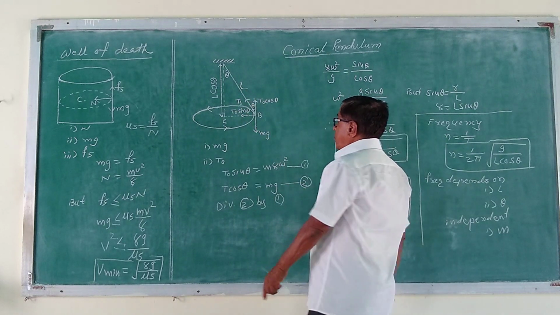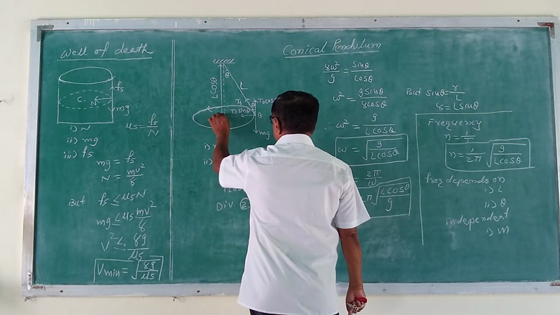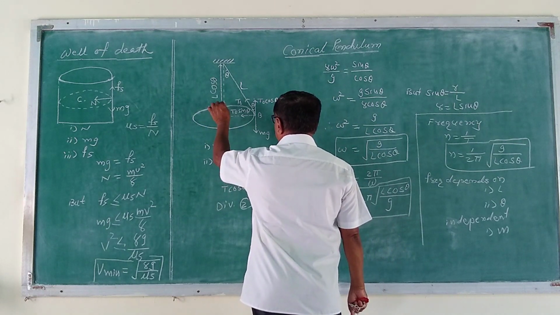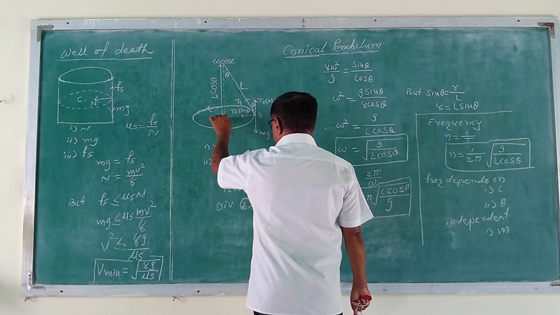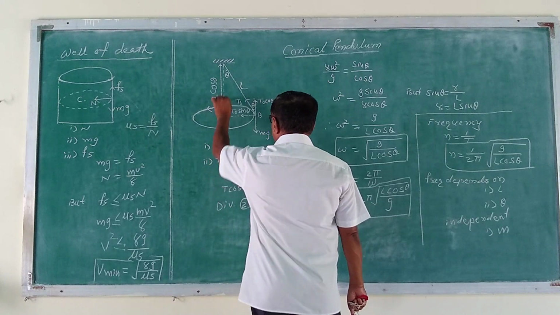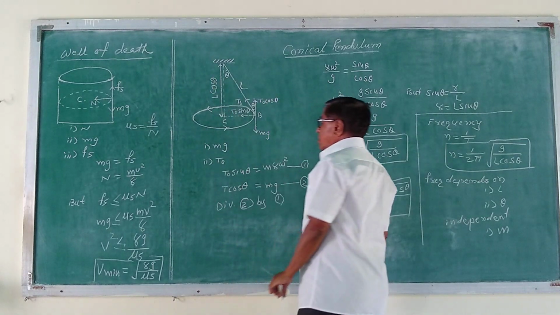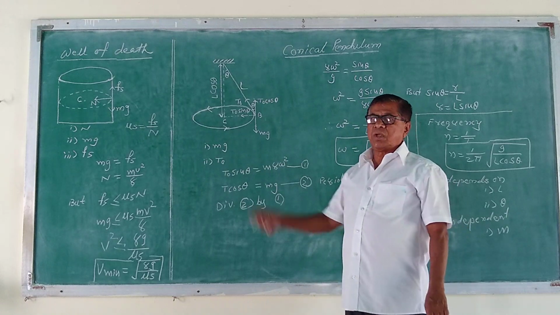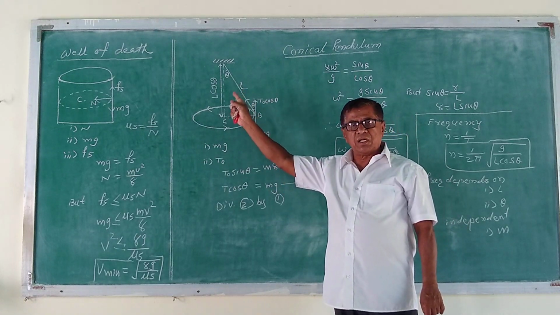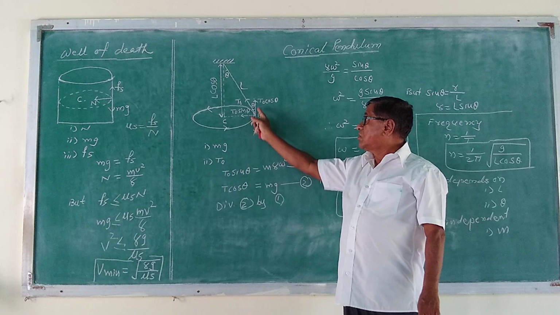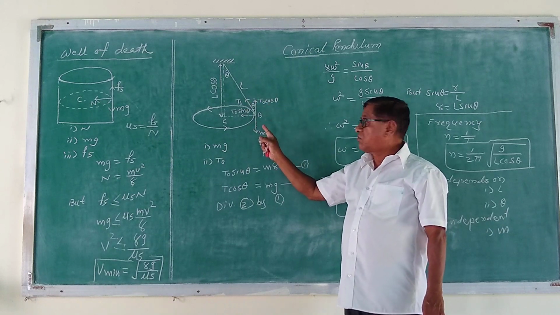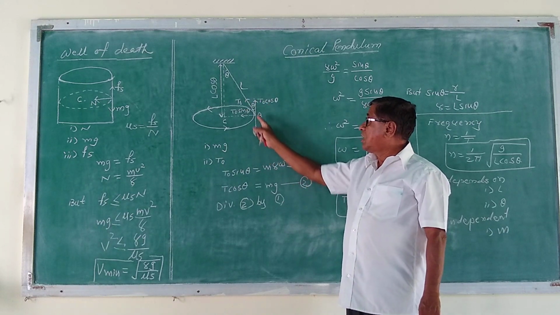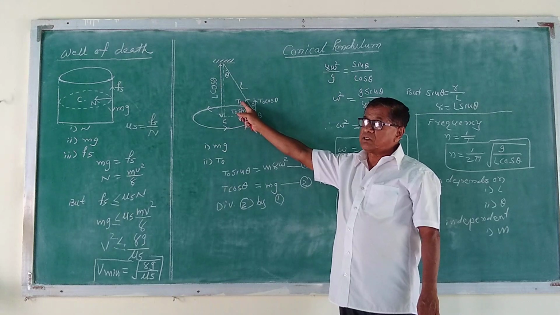Now if you take this point, in this case, this is the weight. Weight will be in the downward direction. The tension T will be in the upward direction. Both get balanced to each other. Weight gets balanced by the tension T. But in this case, these two do not get balanced. This is the weight mg. This is the tension T along the string.